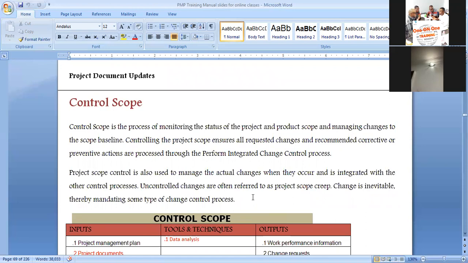If your parameters are more stringent than the client's parameters, you would always meet their requirements. So having done that, it brings us to the control scope.